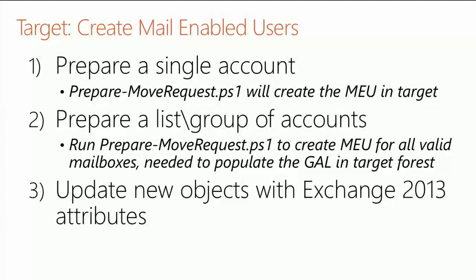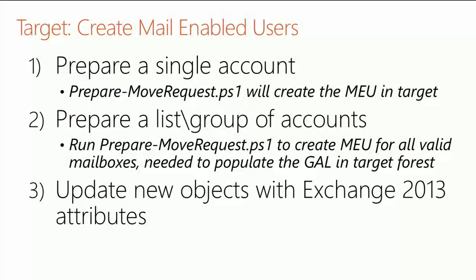In general, I'll do a couple of prepare move requests on test accounts, make sure things are working in the target environment, and then I'll dump all the accounts out to a file and run the prepare move requests against all the mailboxes. So now the target environment has an object in the GAL, the global address list, for all the mailboxes in the source environment. That way, when you start bringing users over, they have a fully populated GAL of users, groups, and contacts if we imported and exported those over.